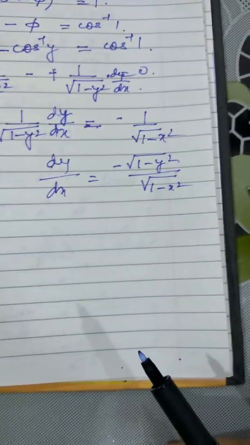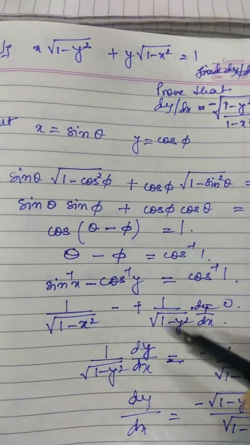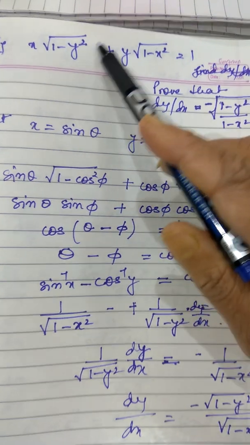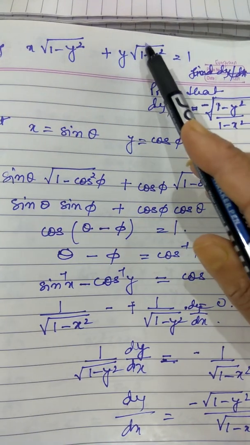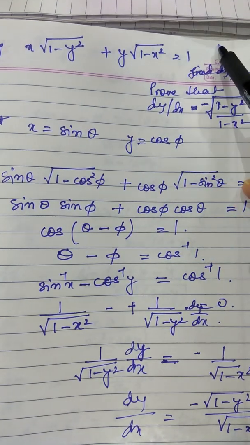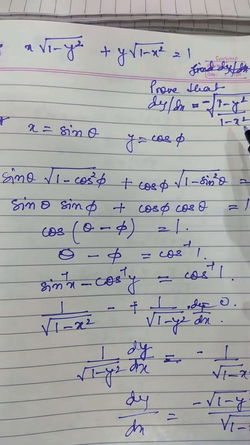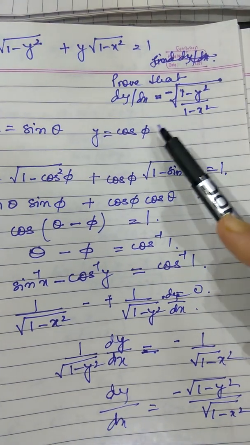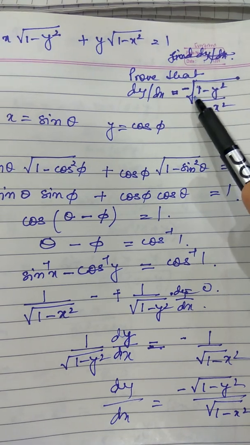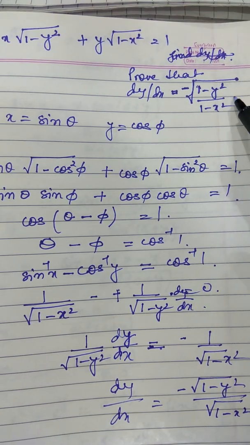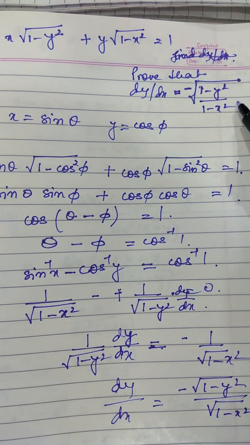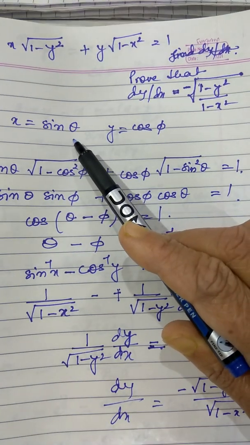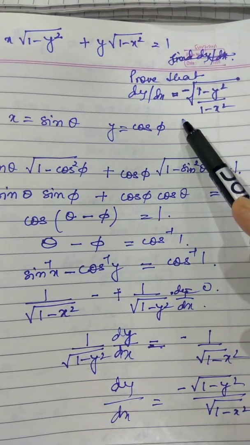Next, if x√(1 − y²) + y√(1 − x²) = 1, you have to prove that dy/dx = −√((1 − y²)/(1 − x²)). Again put x = sin θ and y = sin φ.